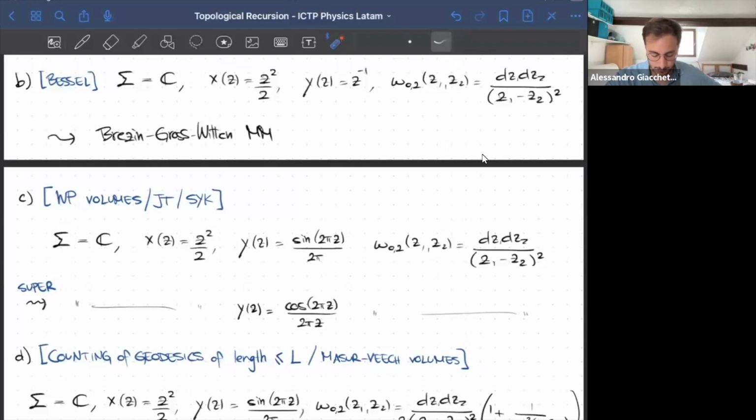And the correct way of modifying this initial data, this spectral curve, is to take the same data except for y, which instead of being sine is just cosine divided by z.